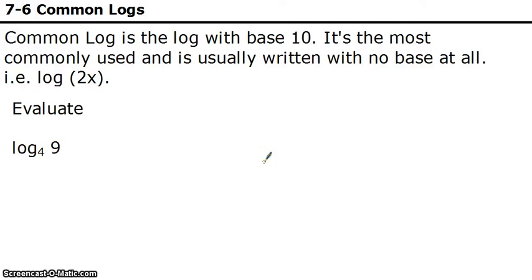All right, in this video we're going to talk about common logs. A common log is a log that has a base of 10. It's called that because it is the most commonly used log, and it's usually written with no base at all. So, for example, log of 2x would be assumed to have a base of 10. It's rarely written with the base 10 in there because it is so common that it kind of got phased out over time.